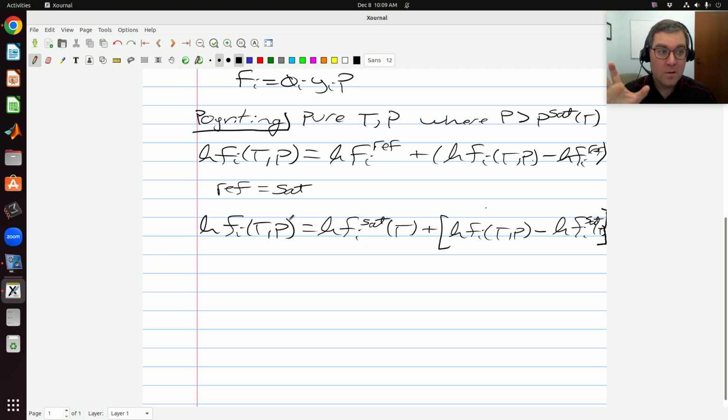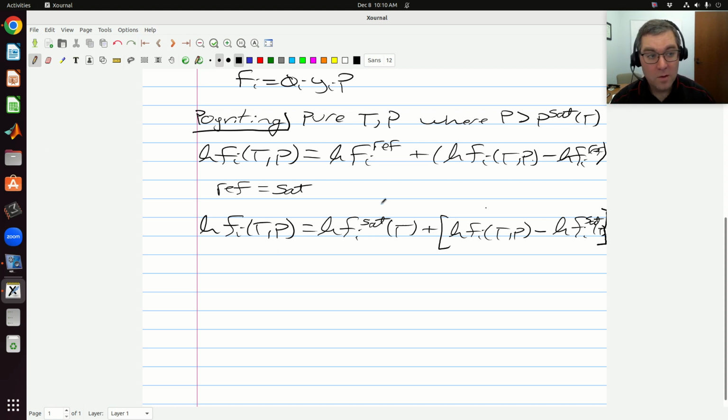Now in terms of fugacity, this is the fugacity of component I at a given temperature and pressure. This is the fugacity of pure component I at saturation at that T. If I have pure component I at saturation, so vapor-liquid equilibrium at that T, the fugacity of the liquid and the fugacity of the vapor are the same. So if I need to calculate the fugacity of component I at saturation, I could compute the fugacity of the vapor or the liquid. Either one would be the same.